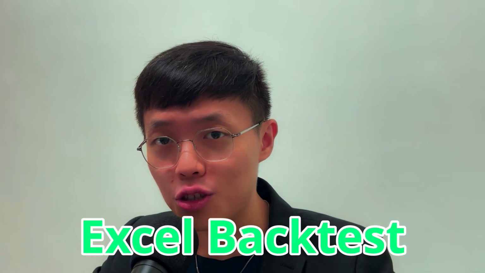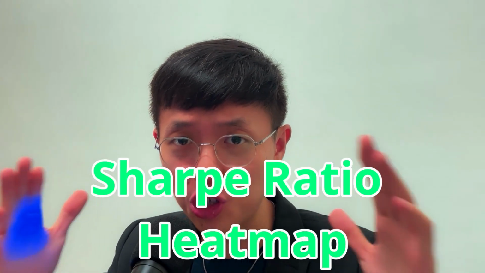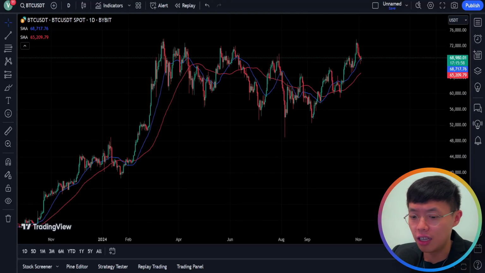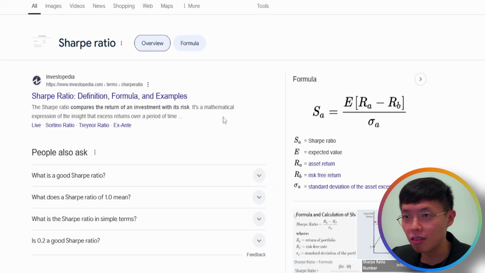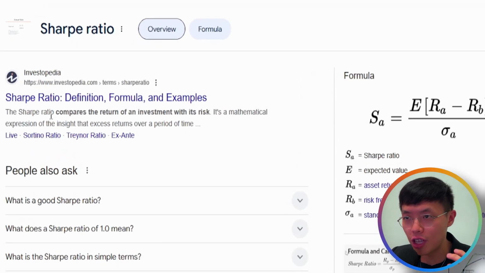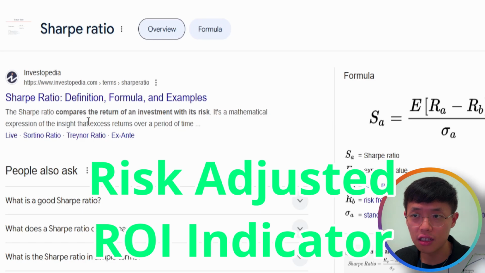And today, I'm gonna teach you guys how to do Excel backtest using Sharpe ratio heatmap. Why is Sharpe ratio heatmap so important, and what is Sharpe ratio? Basically, if you Google online, Sharpe ratio defines the returns of investment compared to its risk. It's a risk adjusted return of investment indicator.